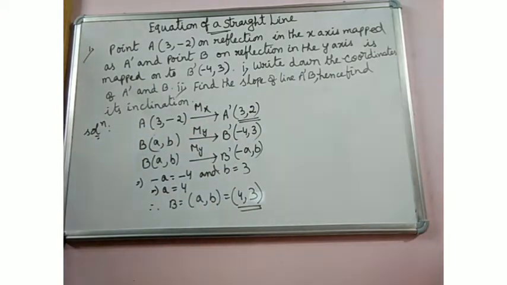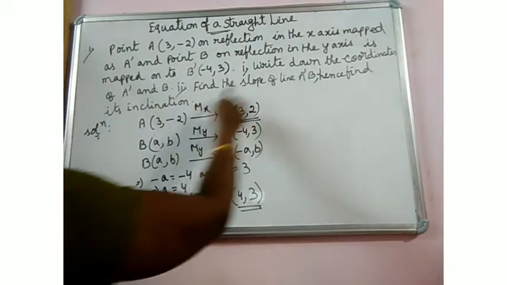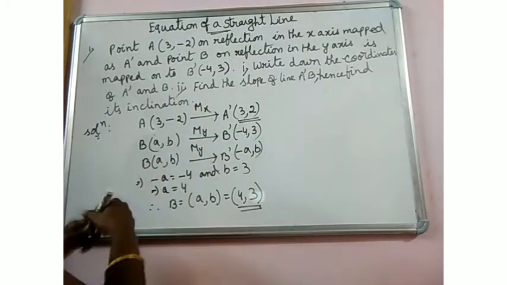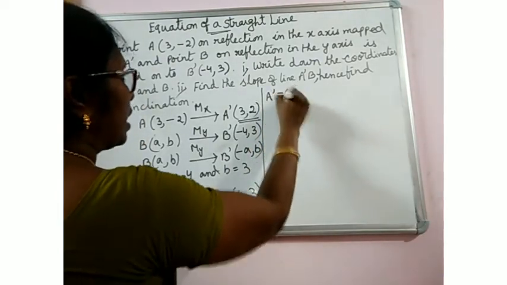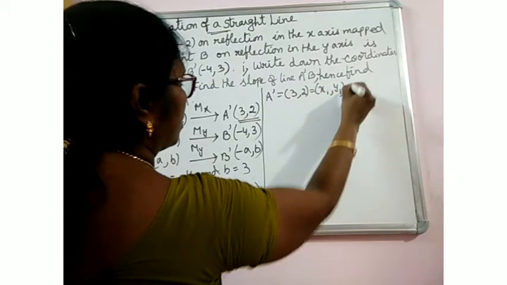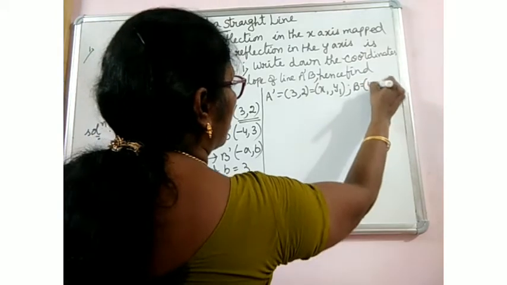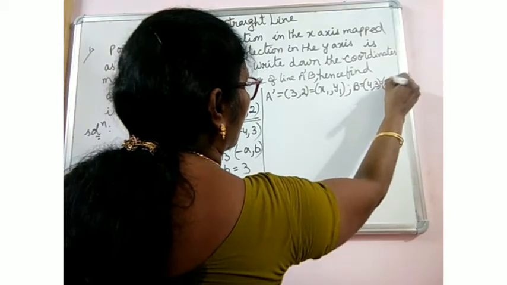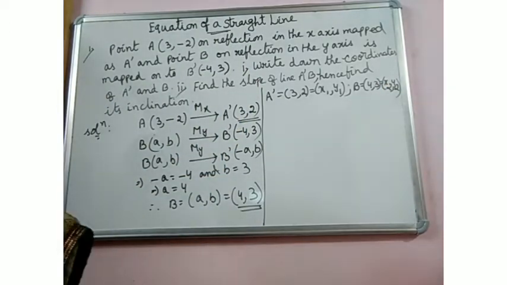First bit is done. Now let us work out the second bit, that is find the slope of the line A dash B. Let me write again for the second bit. A dash is (3, 2), let us take it as (x1, y1). Then B is (4, 3), let us take it as (x2, y2), for better understanding.